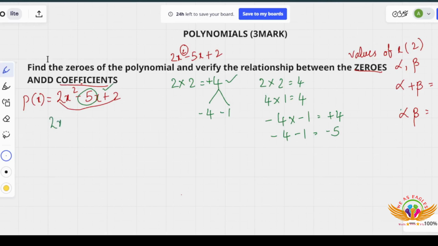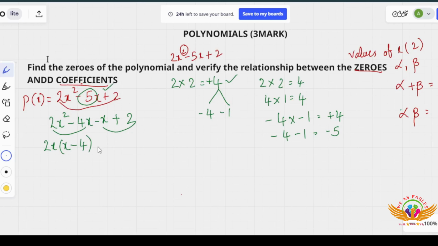Yes, just write down 2x square exactly like that. In the place of minus 5x, I am going to write minus 4x minus x plus 2. Okay, now separate as two terms, segregate it as two terms. From 2x square minus 4x, what terms can you take as common? I can take 2x as common. When 2x comes out, the remaining term is x minus 4.